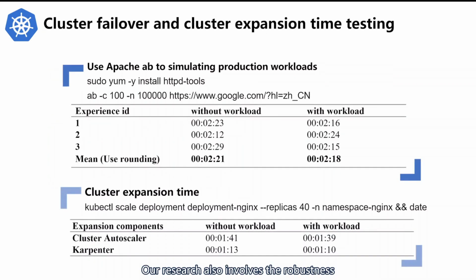Our research also involves the robustness and scalability of Kubernetes. We evaluated the failover and the expansion time. Based on the results, the average difference between the presence and absence of workloads is 3 seconds, so we can infer that the failover time has little correlation with the workload. Another result shows that the expansion time has less correlation with the workload and greater correlation with the expansion method.